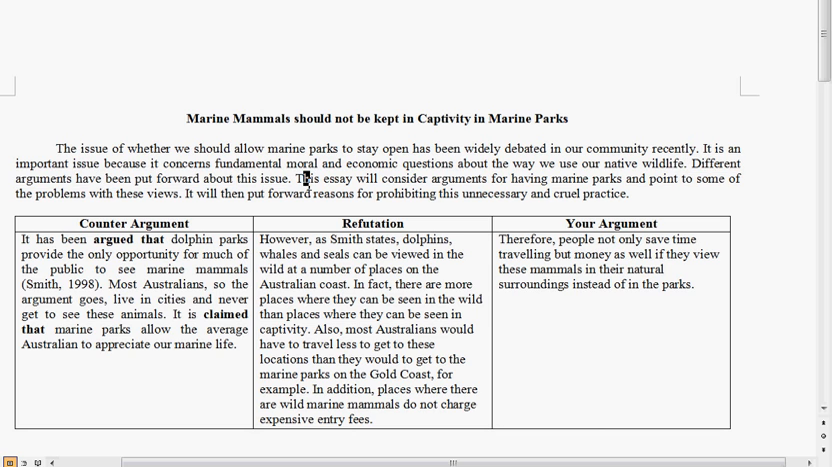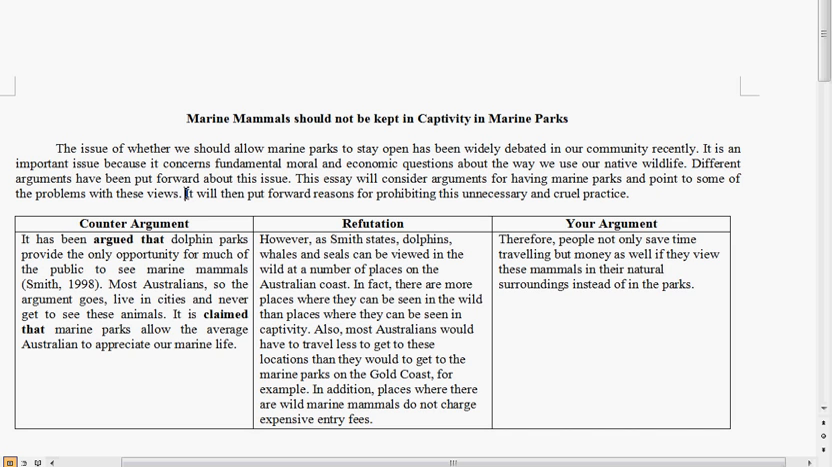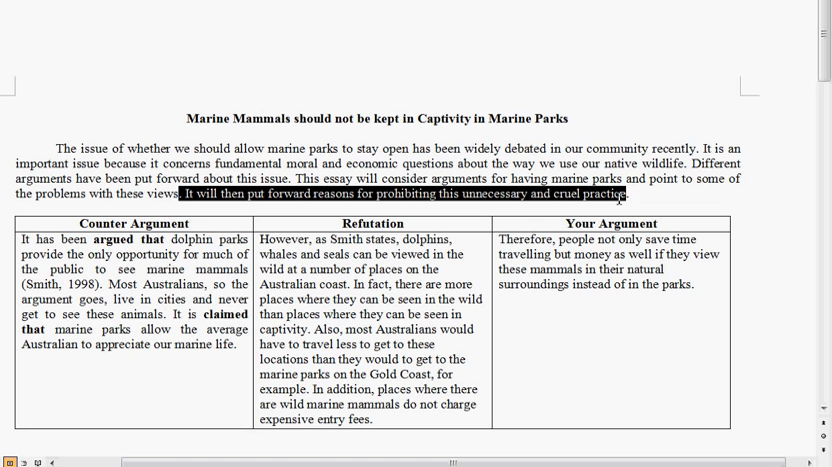The next part, we can see, begins with a counter-argument. Many times writers will begin with a topic sentence and actually say their viewpoint right away. So they might say this idea in the beginning. But in this particular organization structure, the writer begins with the counter-argument, followed by the refutation, which is the response to this, and then finally the author of this article's argument.